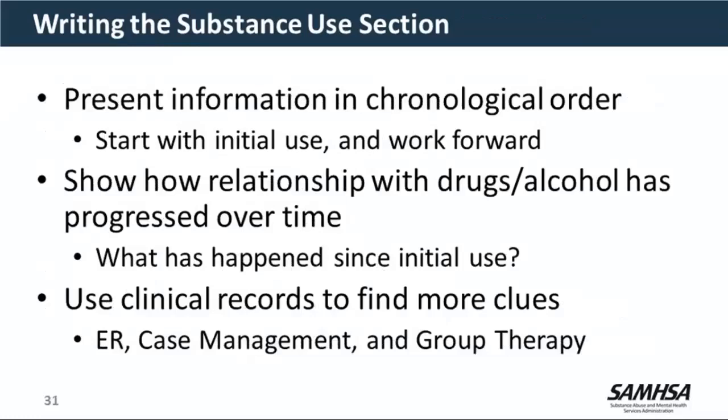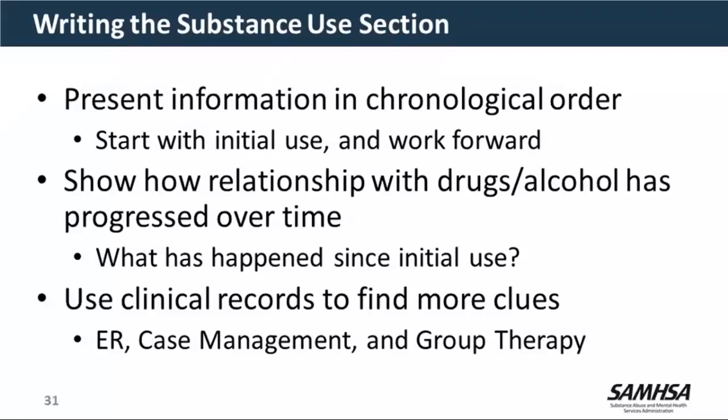So you collected all the evidence, you have the clinical records, you had an interview with the applicant and asked them about what their substance use history was like, and now it's time to present the information in chronological order in the medical summary report. So it's important to start with initial use and work forward. So asking questions or describing what was going on when the applicant first started using. Was there any type of family trauma, abuse, or neglect happening that led the applicant to use hard drugs or alcohol for the first time?